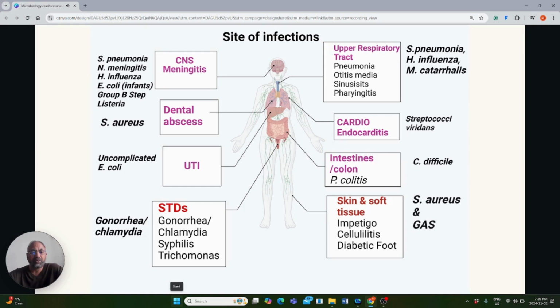And lastly, the sexually transmitted diseases, most commonly they are caused by the gonorrhea bacteria, the chlamydia, and syphilis, as we just said, was caused by the Treponema, and lastly the Trichomonas, which causes a vaginitis. So these are the organisms which are causing the sexually transmitted diseases. Okay.